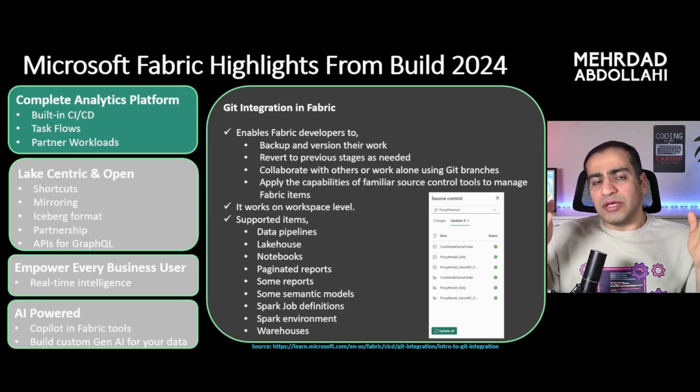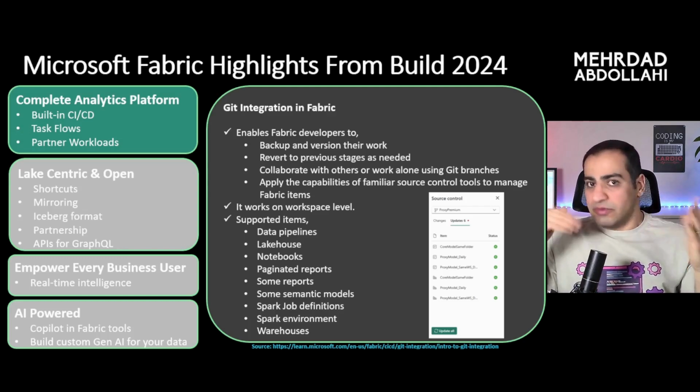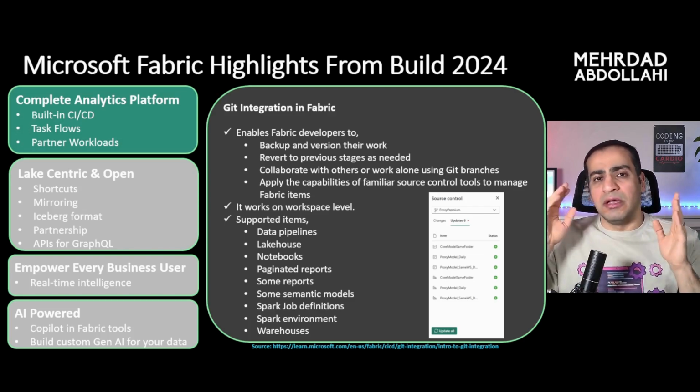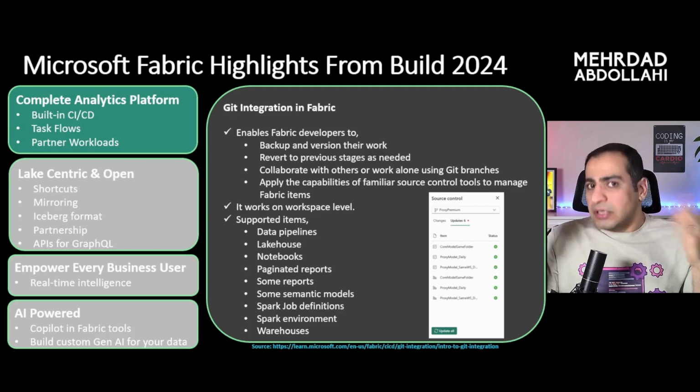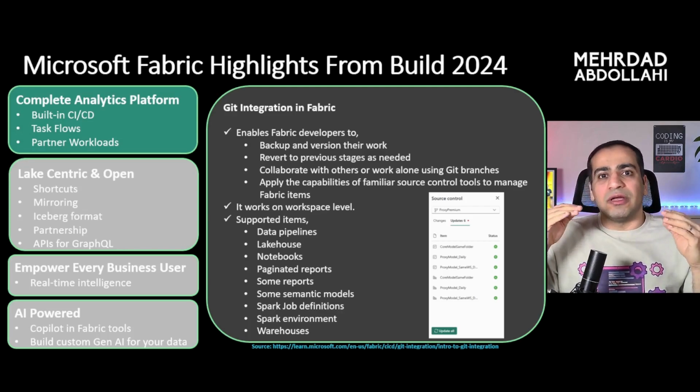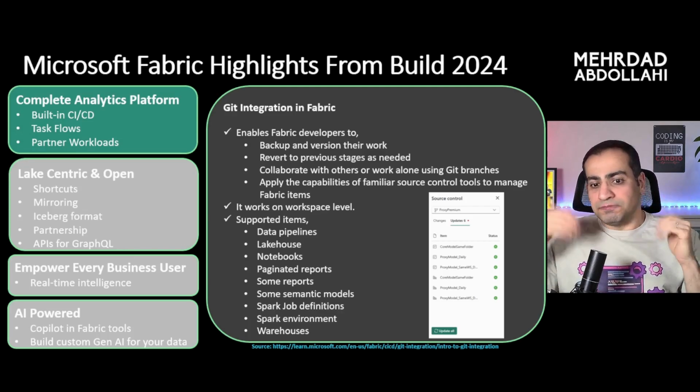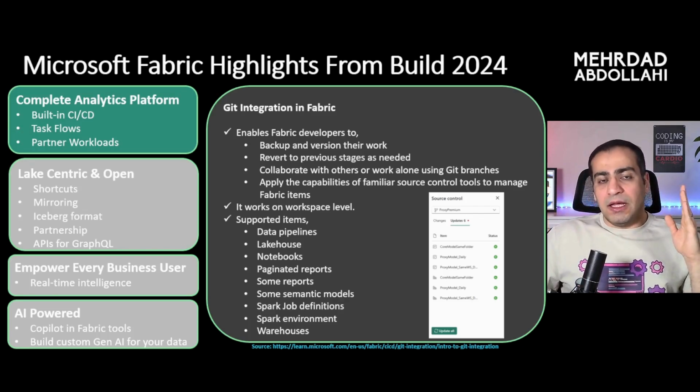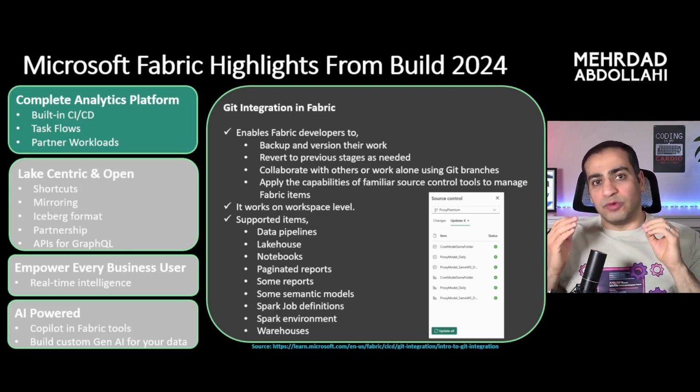And also you can collaborate with your other colleagues who are working in the same team, the data team, or even other teams. So there will be collaboration between the data team members. And even if you are doing that individually, it is going to provide you with branch management in Git. And of course, it applies the capabilities of familiar source control tools to manage your Fabric items. This Git integration basically works at the workspace level.